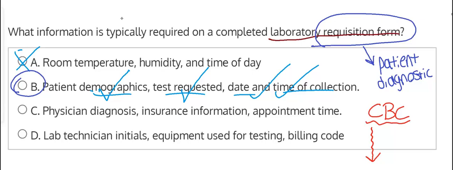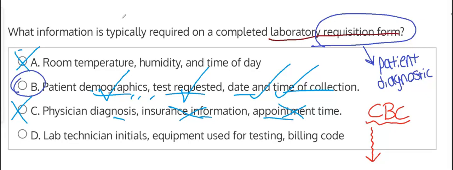But let's take a look at options C and D so we understand why these are incorrect. Option C says the physician diagnosis, the insurance information, and the appointment time. Now this is missing a lot of crucial information. If we want to make sure that this is actually the patient's lab specifically for them, we need to know their demographics, their birthday and the correct name, the MRN maybe, and all of that is missing in option C. Also, the insurance information and the appointment time really is not relevant in this example. So option C is not a good choice.